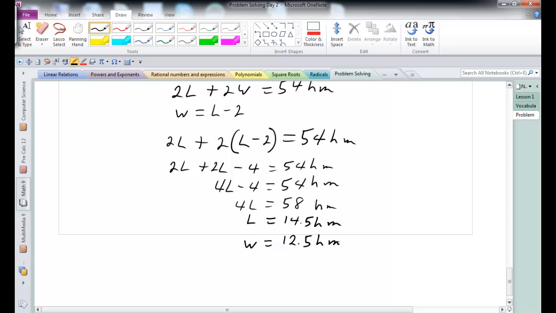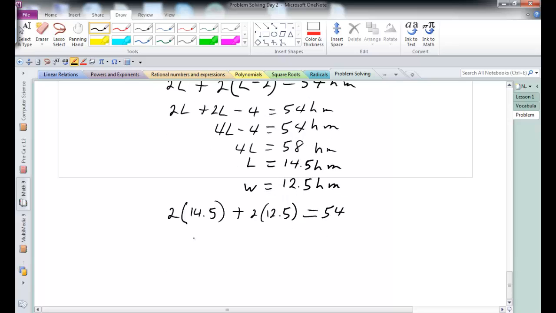Let's check that to make sure, and then we can write our sentence answer. In order for that to work, it would have to be two lengths, so 2 times 14.5 hectometers, plus 2 widths, 2 times 12.5 hectometers, would have to equal 54 hectometers, the amount of fencing the farmer had. So we'd have 29 plus 25 hectometers equals 54 hectometers, and that's true. 54 equals 54. So we know we've done it correctly.